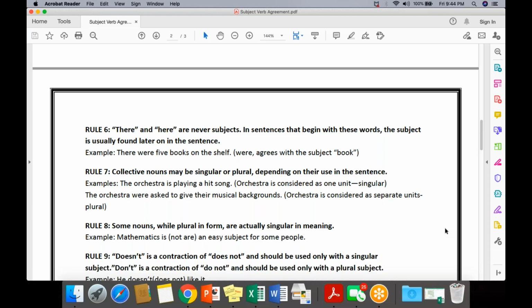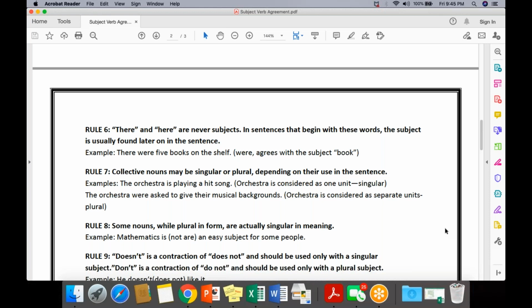Now comes the most complicated rule, which at times makes it difficult for us to identify the collective nouns. The collective nouns could be treated both singular or plural depending upon their usage in the sentence. Hence, this becomes very challenging because you have to read and understand whether the collective noun is being counted as singular or plural in the sentence. The orchestra is playing a hit song. The orchestra were asked to give their musical backgrounds.